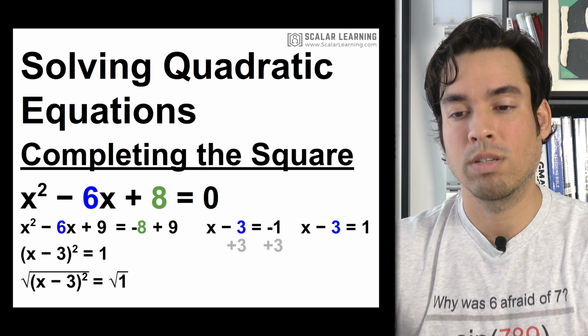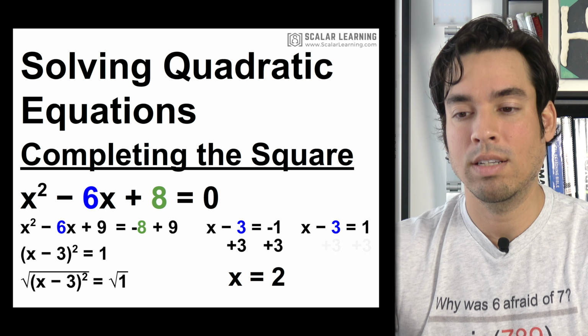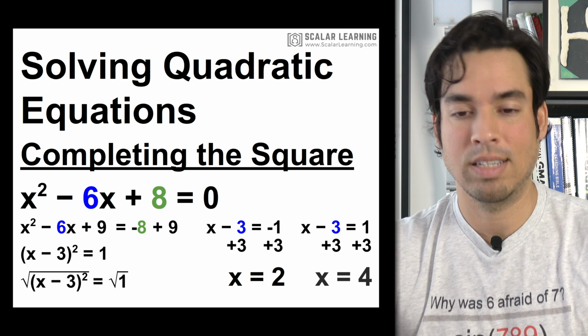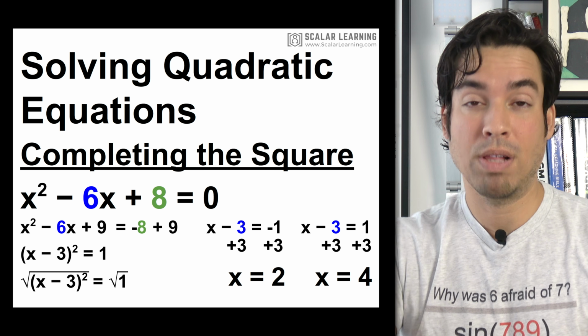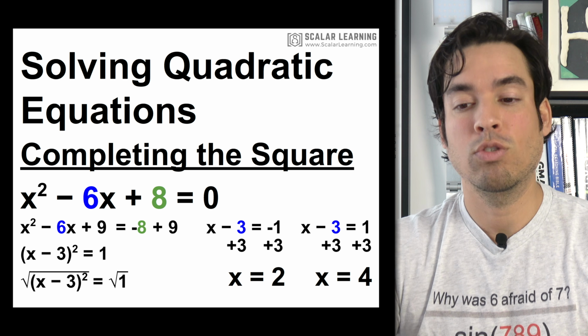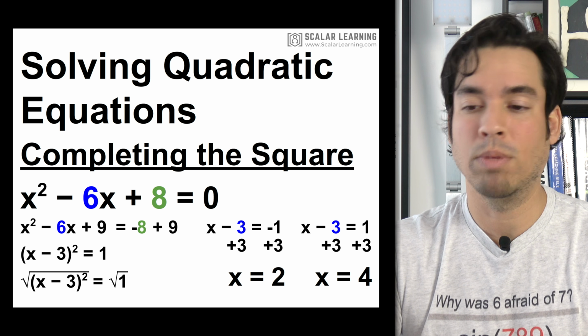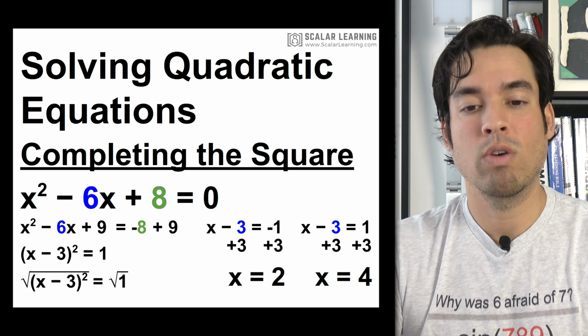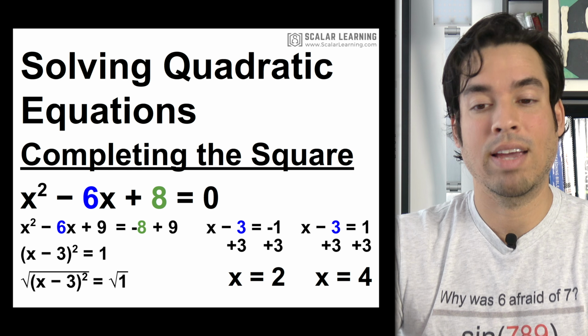So on the left side, we're simply going to add 3 to both sides and we get x equals 2. Beautiful. On the right side, same thing, add 3 to both sides and we get x equals 4. And if you want to double check your answer, take both of those solutions and plug them into the original equation. So the first one, it'd be 4 minus 12, which is -8, plus 8, 0. Boom, it works. With a positive value of 4, it'd be 16 minus 24, which is again -8 plus 8 is 0.